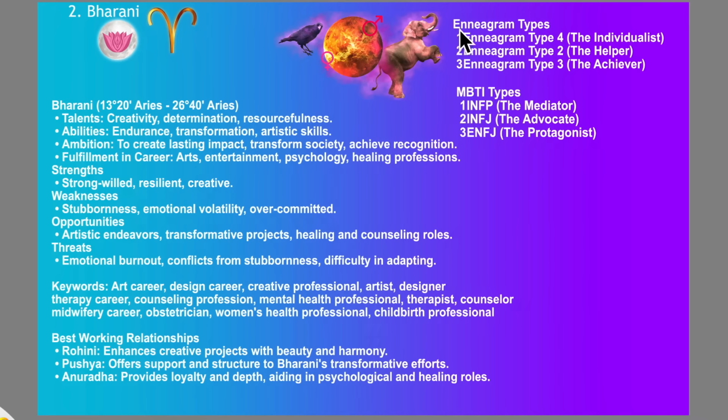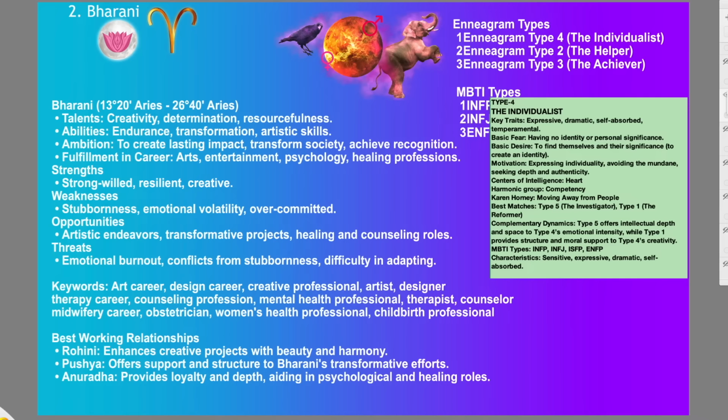Now let's dive into the Enneagram type. What kind of Enneagram does this tie into? How does it help? First Enneagram type is type 4. Let's get into type 4. What does type 4 mean? If you are an Enneagram type 4, an individualist, whose key traits are expressive, dramatic, self-absorbed, and temperamental, their basic fear is having no identity or personal significance. So this individualist strongly desires to have some impact on society.